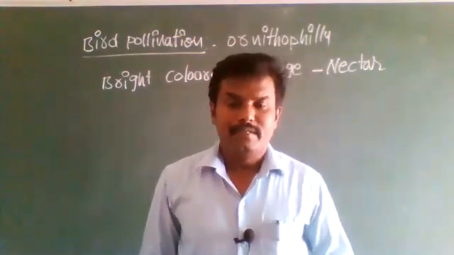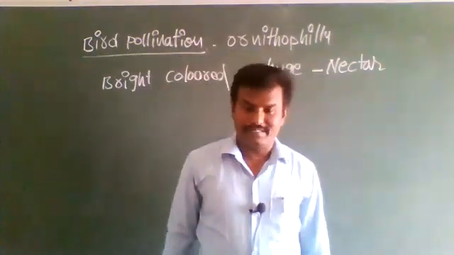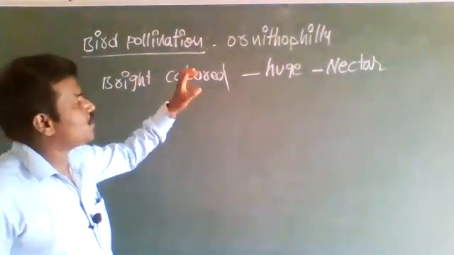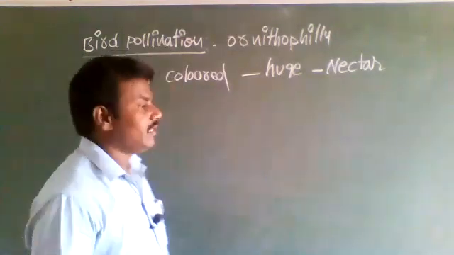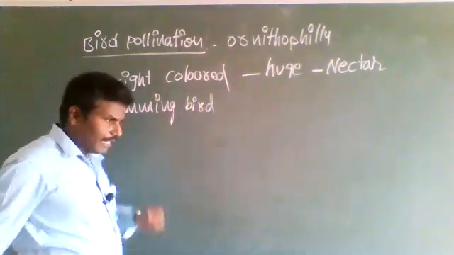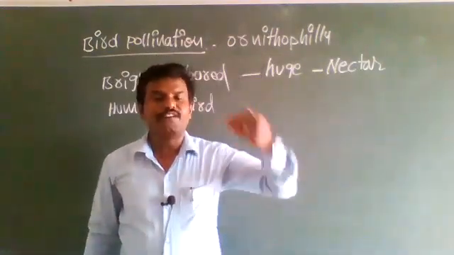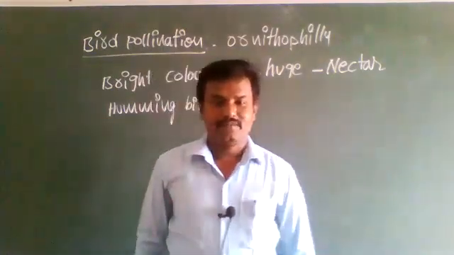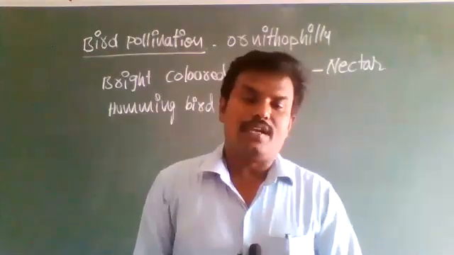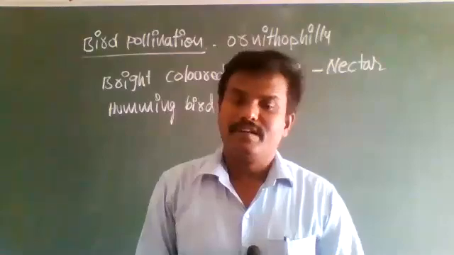For that help, the flower provides food material to the bird. The bird performs pollination, and the flower gives nectar to the bird. So this is a kind of association that exists between birds and flowers. Bird pollinated flowers have bright colored petals and huge nectar. Some birds, especially the hummingbird, can feed on the nectar from different types of flowers, half of its body weight in nectar per day. One hummingbird visits different species of flowers and feeds on nectar. Okay, that's all.